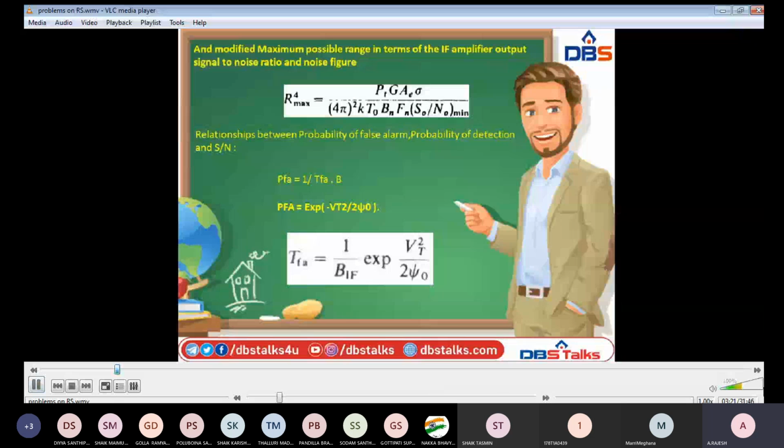The relationship between probability of false alarm, probability of detection: probability of false alarm equals 1 by TFA, the time for the false alarm, into B. Probability of false alarm can also be expressed as exp of minus Vt square by 2 psi naught. So see here, TFA equals 1 by B into exponent of Vt square by 2 psi naught.